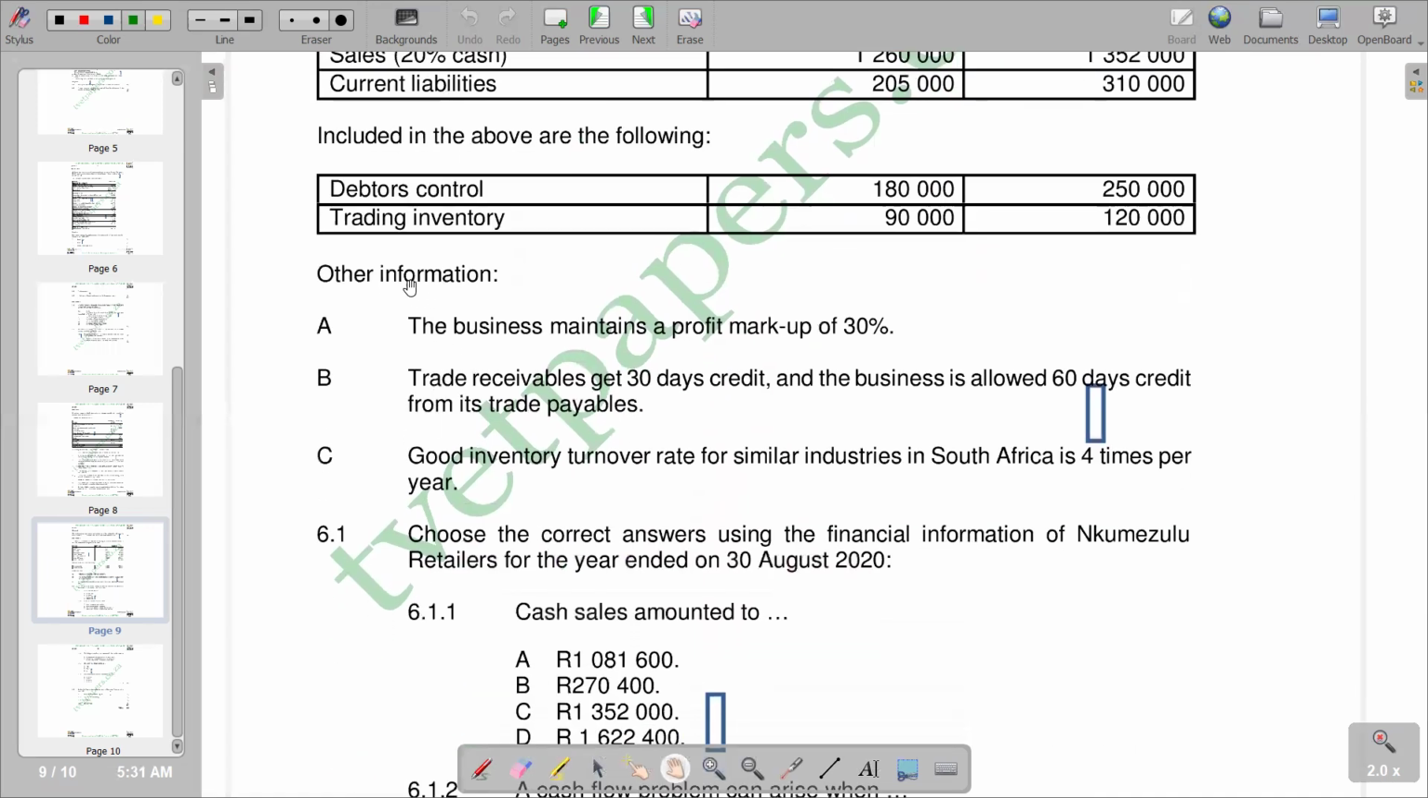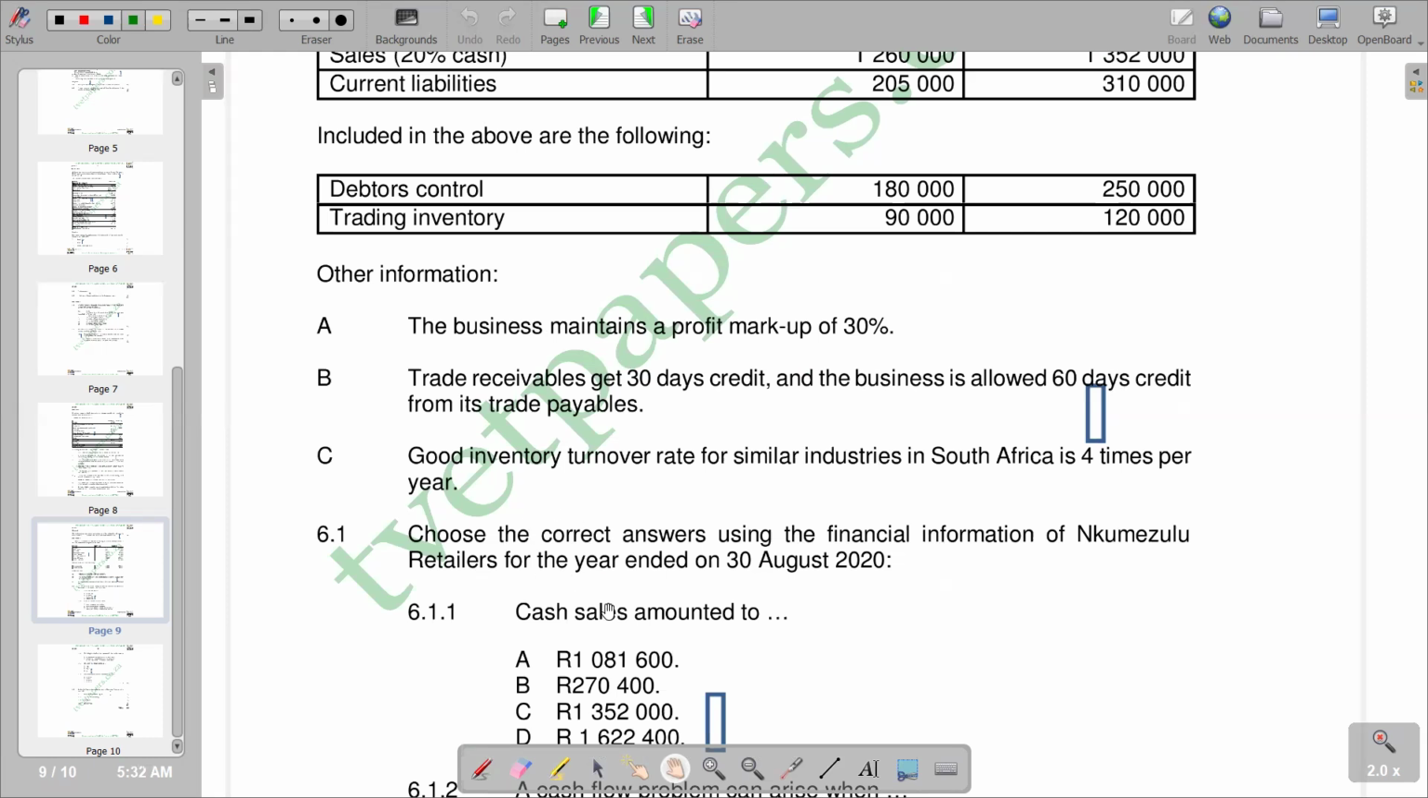The first item, A, reads: the business maintains a profit markup of 30%. B: trade receivables get 30 days credit, and the business is allowed 60 days credit from its trade payables. Then the last part, C: the good inventory turnover rate of similar industries in South Africa is 4 times per year. On the question part, 6.1: choose the correct answers using the financial information of Conventional Retailers for the year ended 30 August 2020. It reads: cash sales amounted to, which is 6.1.1.